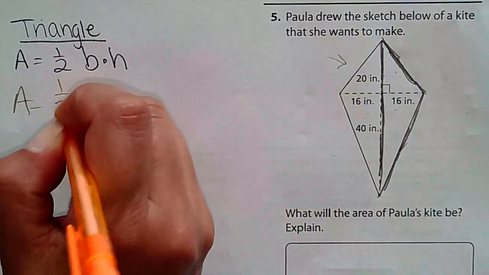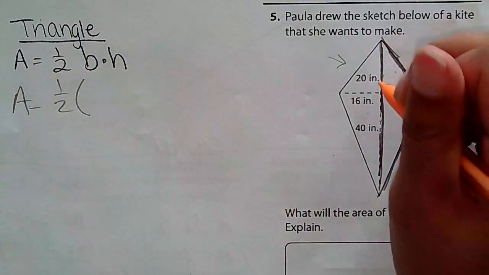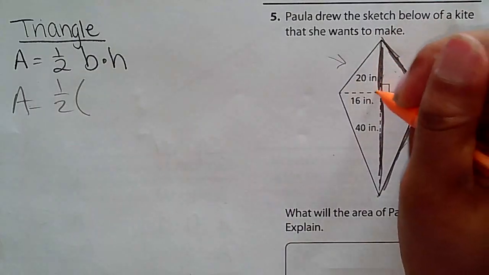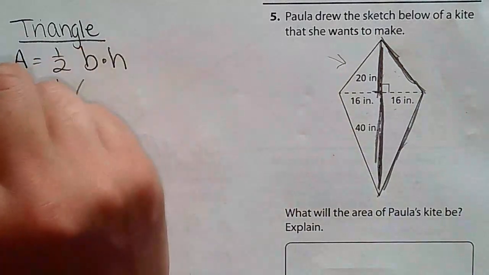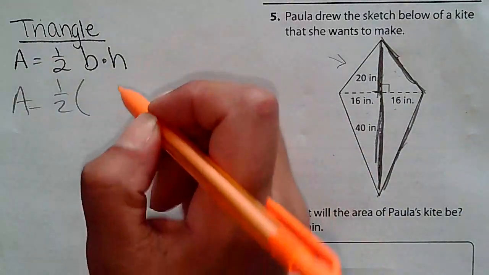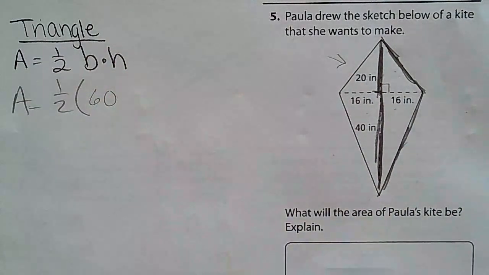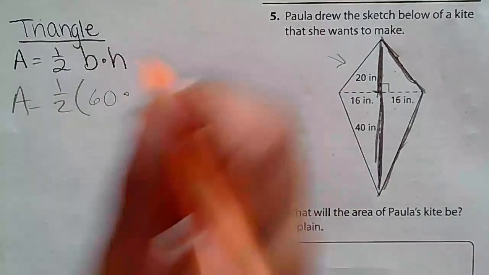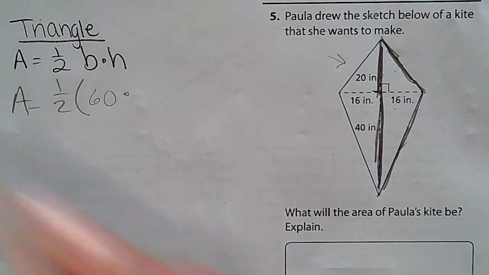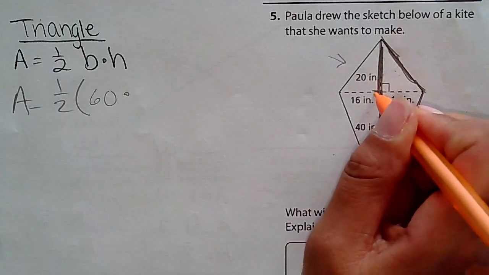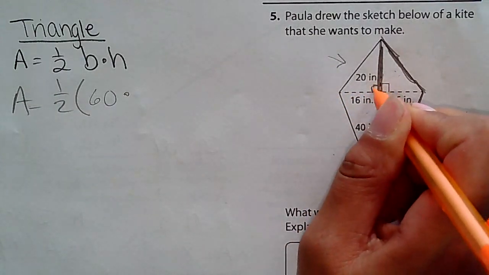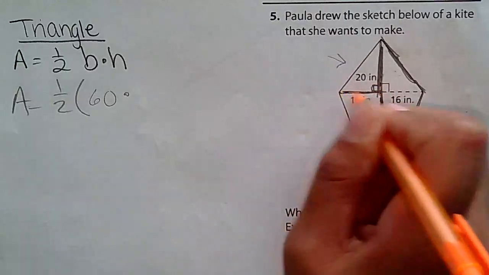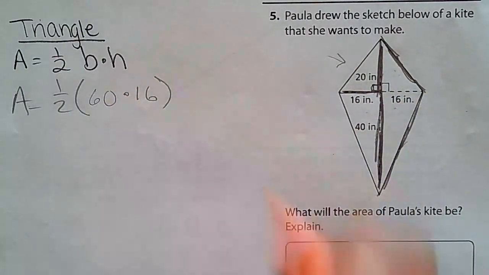Area equals 1/2 base. What is the base? Well, I have 20 right here. From here to here is 20, and from here to here is 40. So 40 plus 20 is 60. And then the height, I've got to look, even though it's going from left to right on my paper, I know that the height is perpendicular to the base. So here's my height, 16.